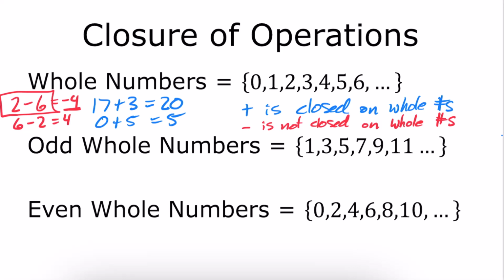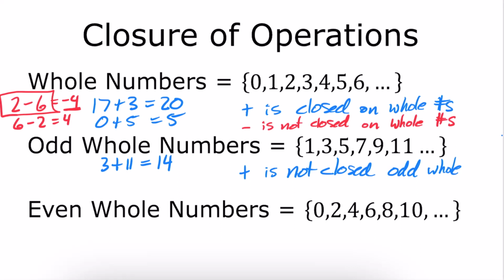Okay, so if we took any two odd whole numbers and added them together, our question is, will it equal an odd whole number? Let's just choose two to experiment. Let's say I take the odd whole number 3 and I add this to the odd whole number 11. When I add those two numbers together, I end up getting the number 14, which is an even whole number. And so this tells me that addition is not closed on the odd whole numbers because I found two odd numbers that when I add them together, it equals something that is not an odd whole number.